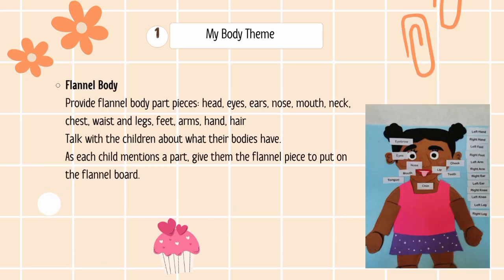Another example for body theme: flannel body. Provide flannel body part pieces: head, eyes, ears, nose, mouth, neck, chest, waist and legs, feet, arms, hands, and hair. Talk with the children about what their bodies have. As each child mentions a part, give them the flannel piece to put on the flannel board.